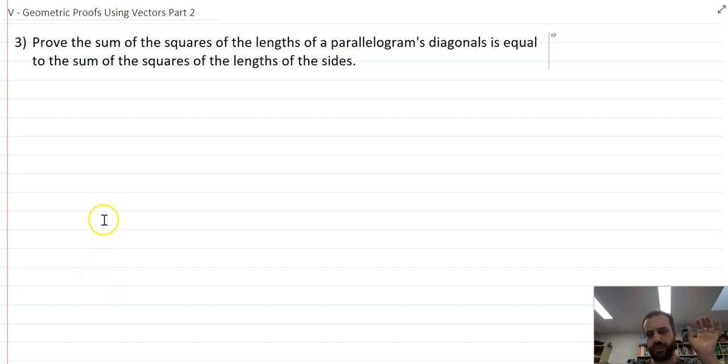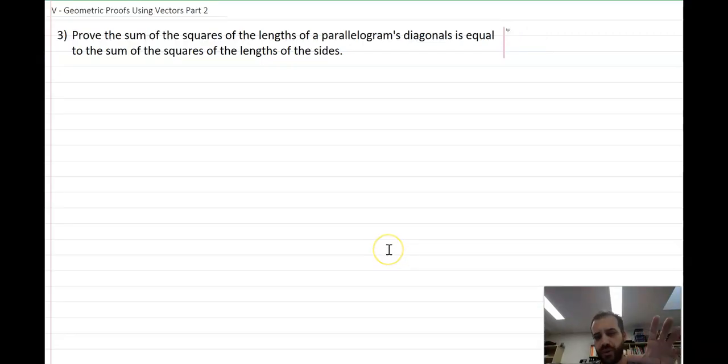Okay, so this is geometric proofs using vectors part 2. I want you to read that question and read it until you understand what it's asking. You'll have to draw a picture if you're going to understand it, I think. Hopefully, if you've thought about it, you've drawn a picture and you understand what the question's asking.